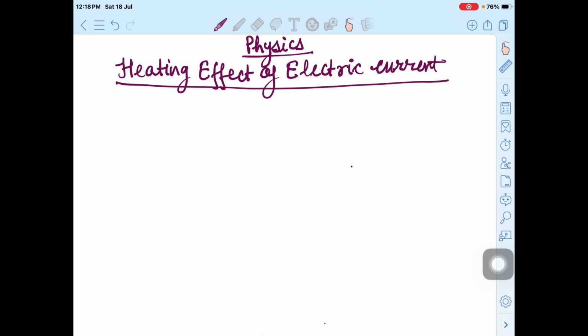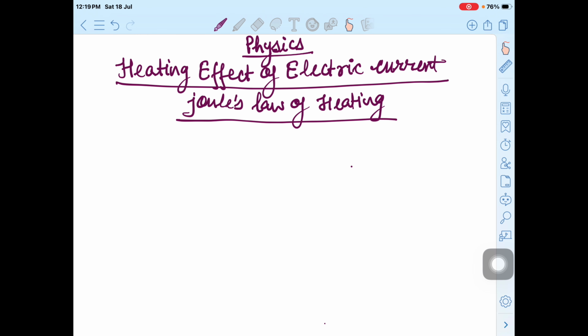Now we are going to see what that principle is. This principle was given by James Prescott Joule, due to which it is also known as Joule's law of heating, as it was given by the scientist Joule.